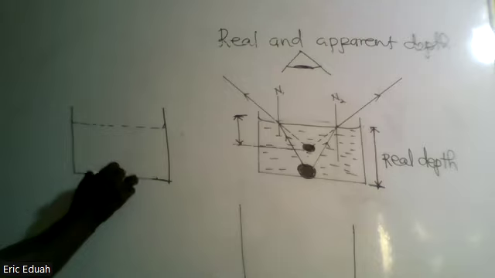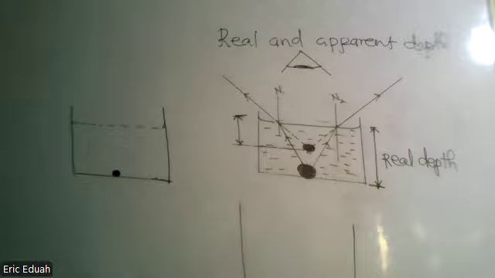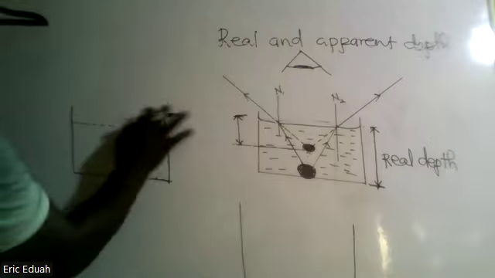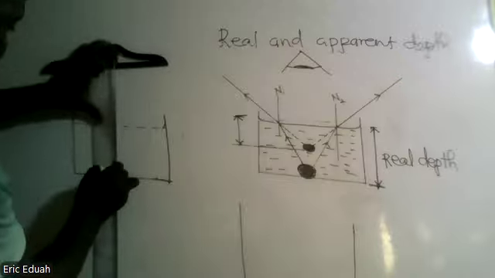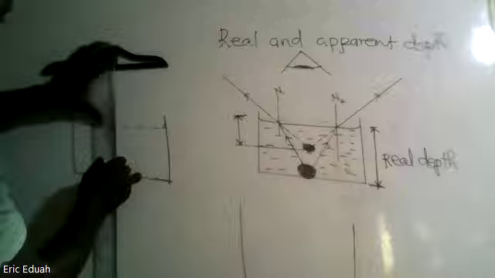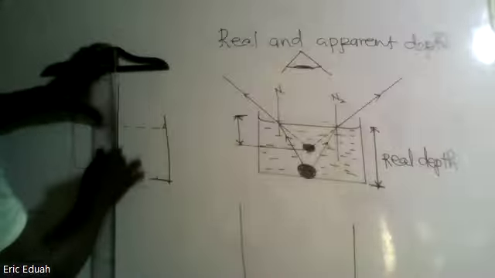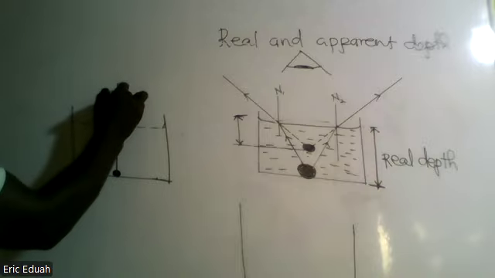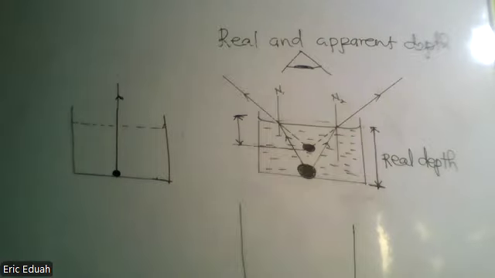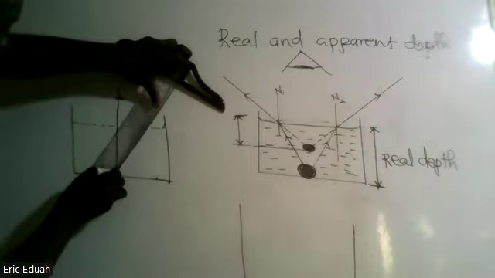So an object is here. A ray of light coming perpendicularly or directly from the object goes undeviated. So this is a ray which is hitting the surface of the water at 90. It goes undeviated. Then a ray of light coming from it at an angle.